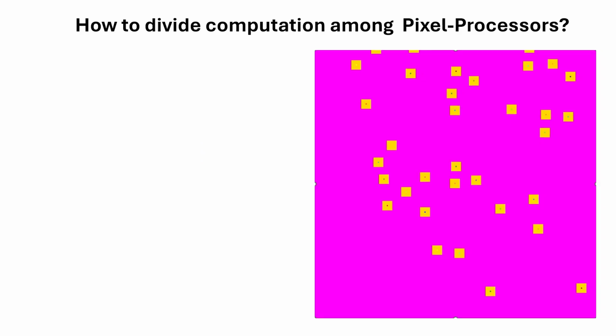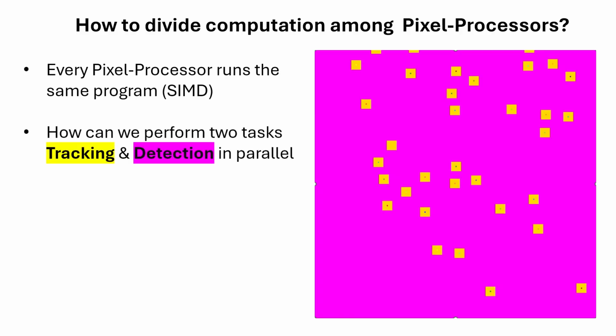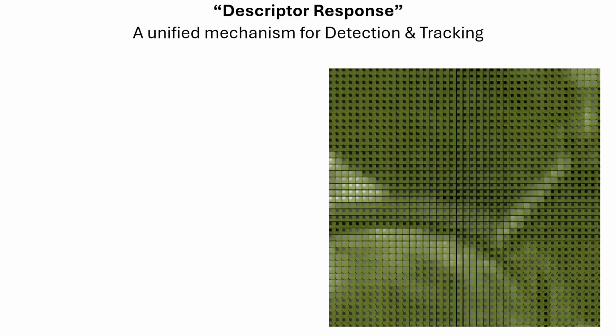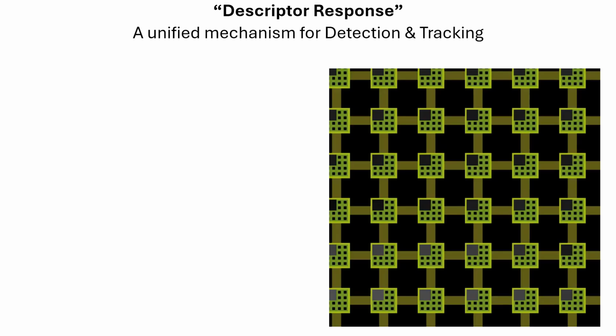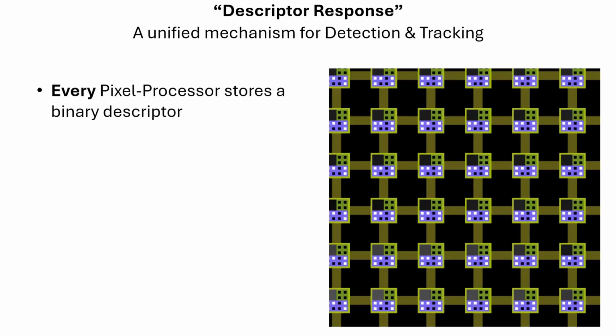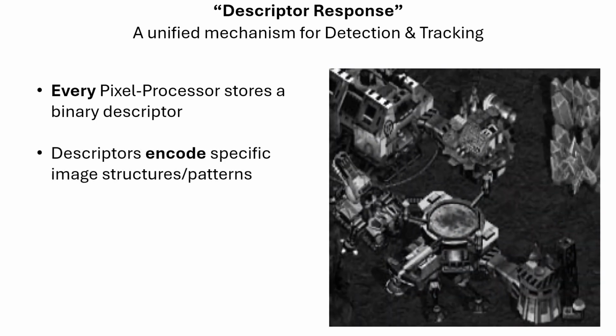So we have these two different tasks being performed upon our pixel processors. But how can we perform these two different tasks in parallel when the pixel processors operate in SIMD, all performing the same program? Well, the answer is we need to perform both detection and tracking using the same computation. This is where we introduce the idea of descriptor response, which is a mechanism for performing both detection and tracking in parallel. It involves storing a small descriptor inside every pixel processor, where this descriptor encodes some specific kind of pattern or image structure.